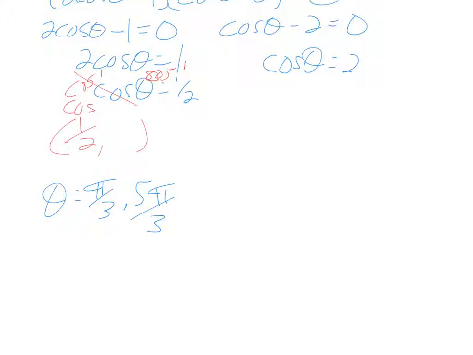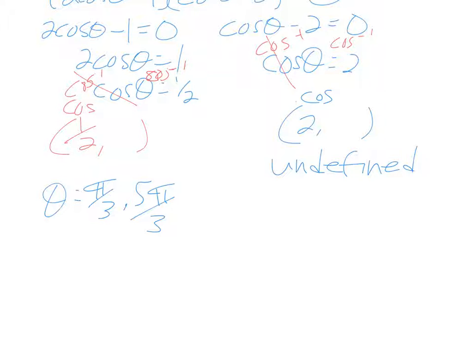Now on the other one, cosine theta equals 2. If I do inverse cosine on both sides, I'm looking for where the cosine is 2. Well, that never happens because cosine never goes above positive 1. It never goes below negative 1. So this one would be undefined. So the only answer that works is pi over 3 and 5 pi over 3.